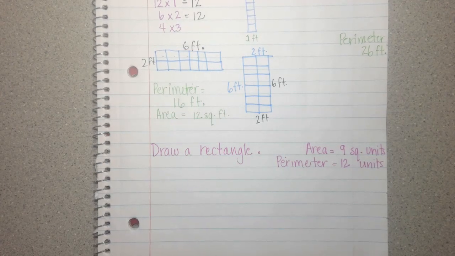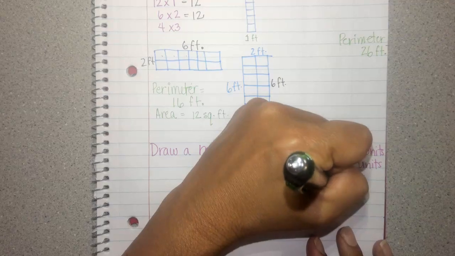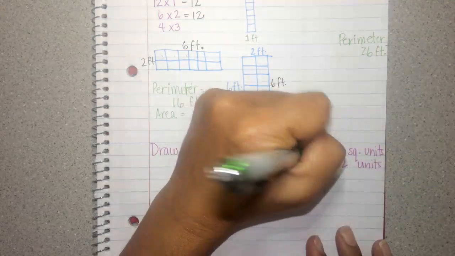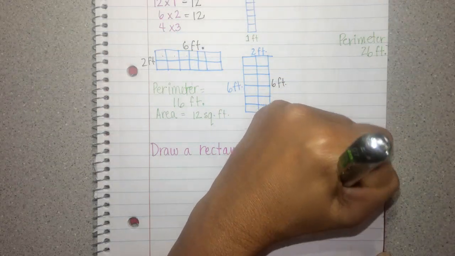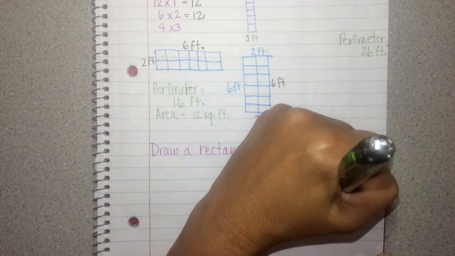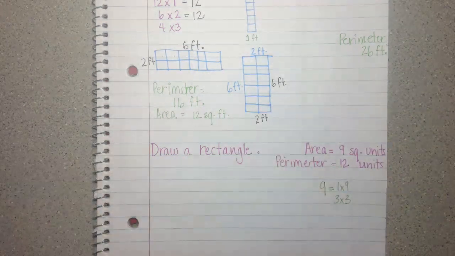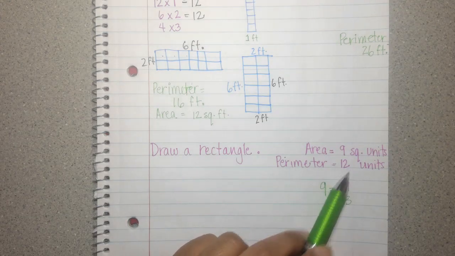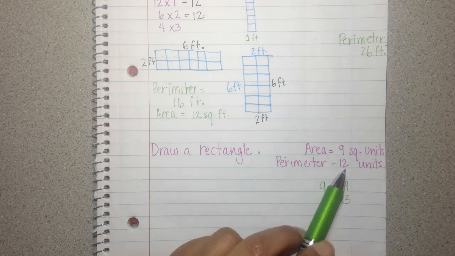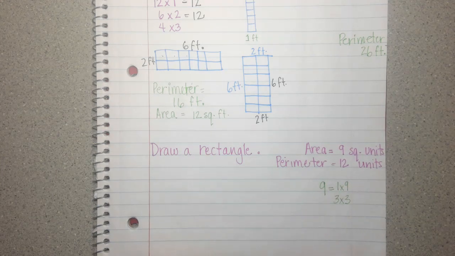Okay, well, you need a starting point. You're probably thinking, well, how do I start? And here we go. You make some notes to yourself. If I need 9 as an area, I know that I would multiply 1 times 9 or 3 times 3. Okay, well, now you ask yourself, which one of these do I choose because I need a perimeter of 12?